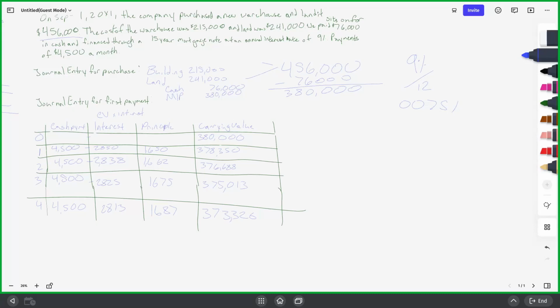So, what's the goal for a mortgage payment as well? What number do you want to get to at the end? Zero. You want to get to nothing. Now, what's our first payment entry going to look like? Credit cash.